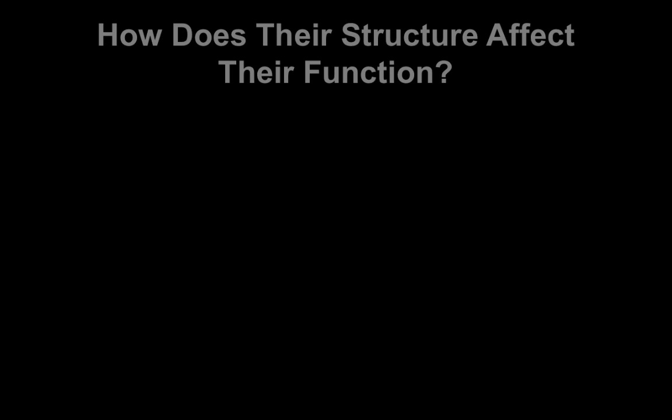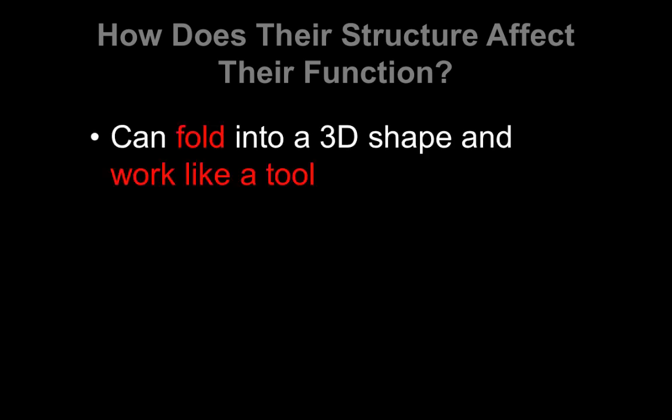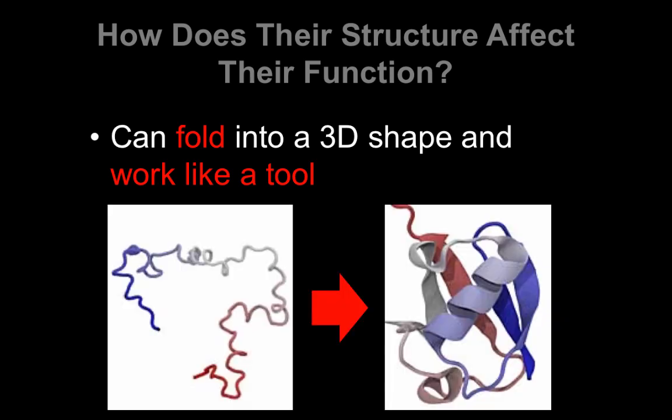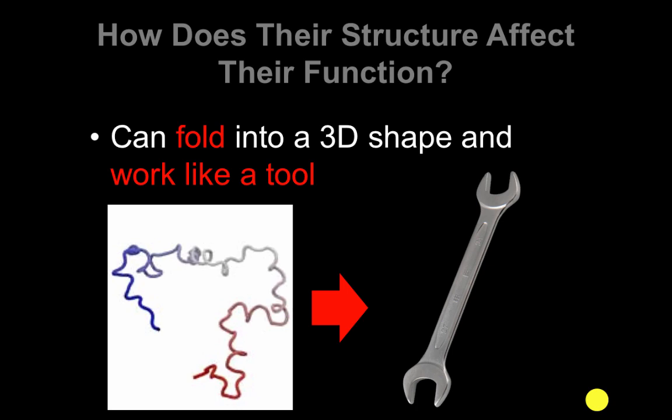So how does the structure of a protein affect its function? What's interesting about proteins is that they can fold into a 3D shape, and this shape allows them to work like a tool. So here's an unfolded protein, and it folds into this shape. And whenever I think of a protein, I always think of a wrench, because the shape of the wrench makes a difference. It's the shape of the wrench that allows it to do its job, and proteins are the same way.